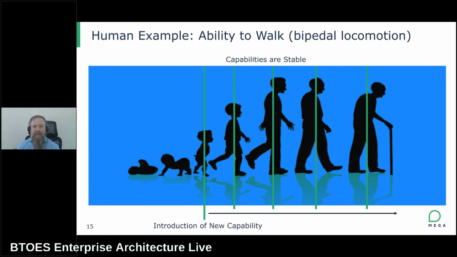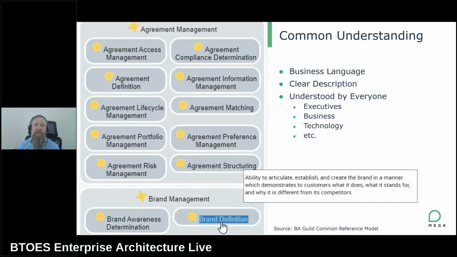Capabilities, generally speaking, are stable. They're not changing daily. They're not highly dynamic. They are stable, and this is what allows us to use them for planning. Because they're stable, because they're well understood, we can use them to communicate across all different facets, from business individuals, executives, to technologists. We can use capabilities as a key element for communication.